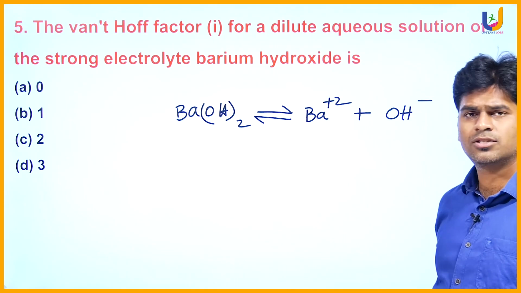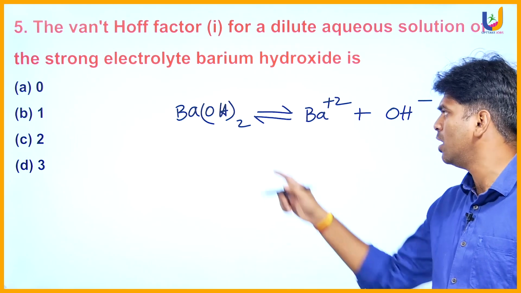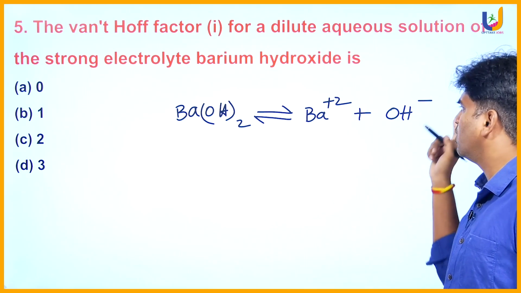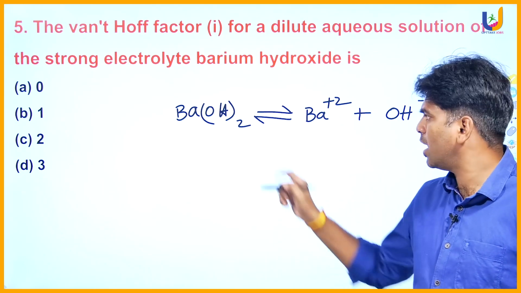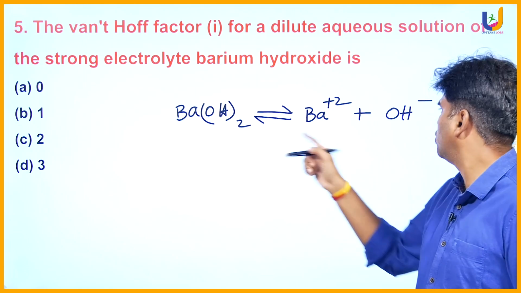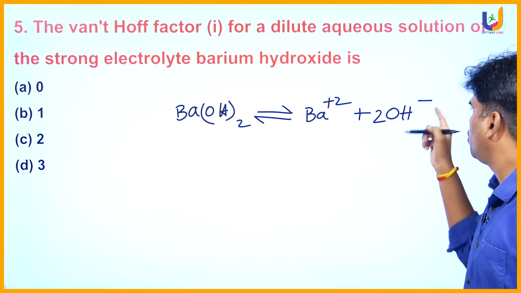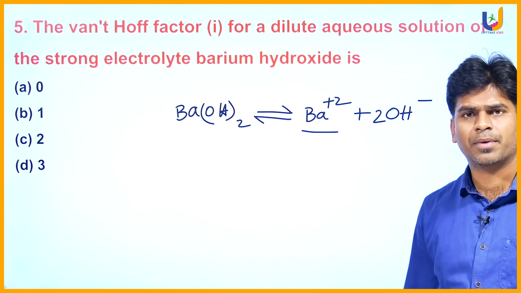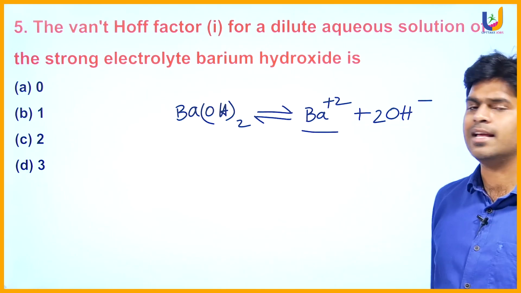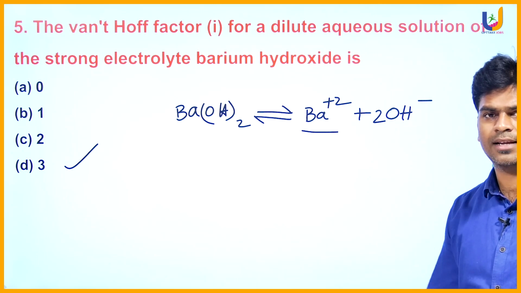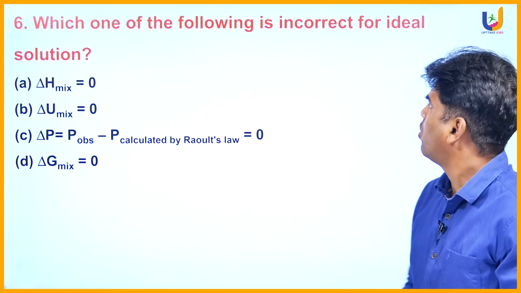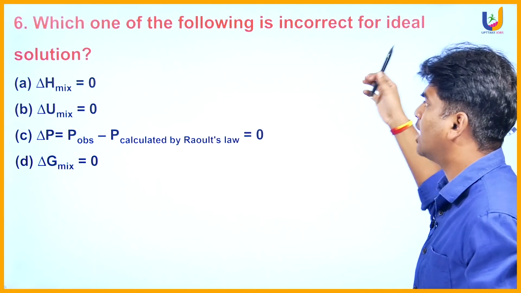Now here after dissociation, because the i value is greater than 1, we get Ba2+ and OH-. So 1 barium ion, and how many hydroxyl ions? 2 hydroxyl ions. So 2 hydroxyl ions and 1 barium ion, total 1 plus 2, 3. What is the Van 't Hoff factor? 3. The i value is 3. That's all.